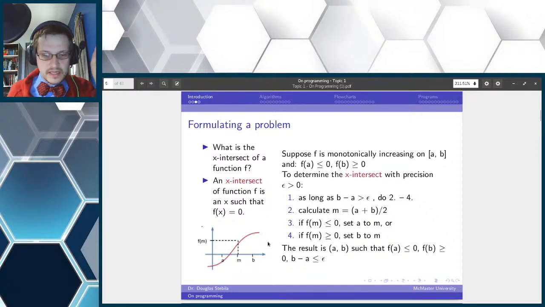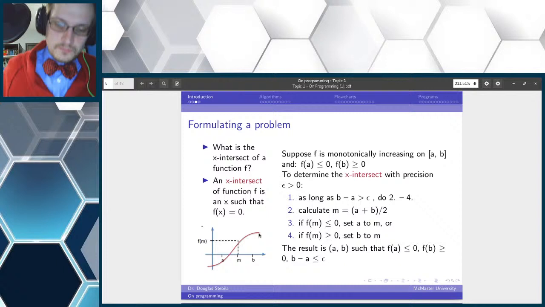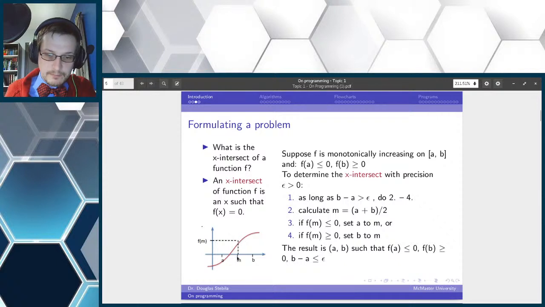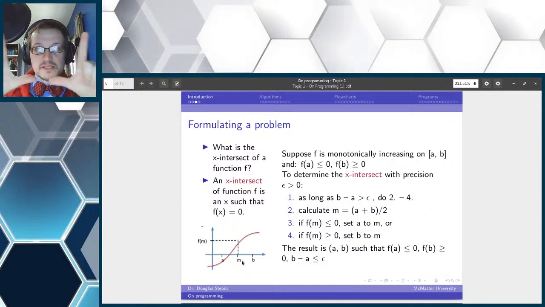Conversely, if m is above the x-axis, then we have the exact opposite position, and the position that is illustrated in this diagram. In this case, if m is above the x-axis, we know that the intersection must be somewhere between a and m. So we iterate the process once again. We take the currently calculated m to be b for the next run through of this algorithm, and if we keep running this process, you can see that it reduces the size of the interval by a factor of 2 each time the algorithm executes, right?